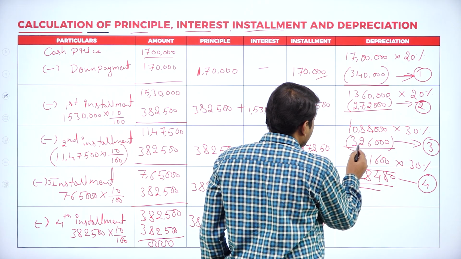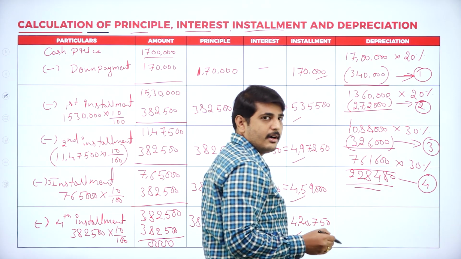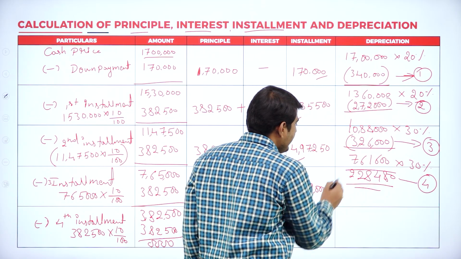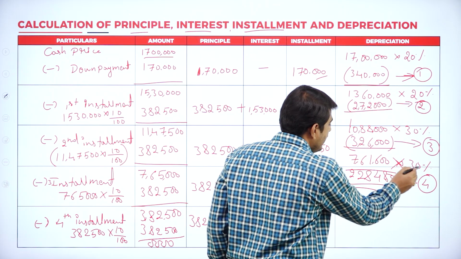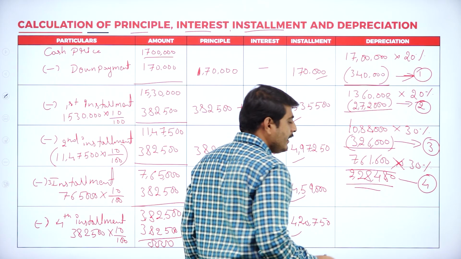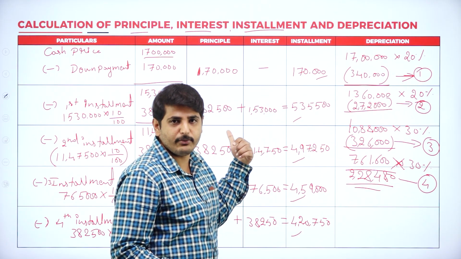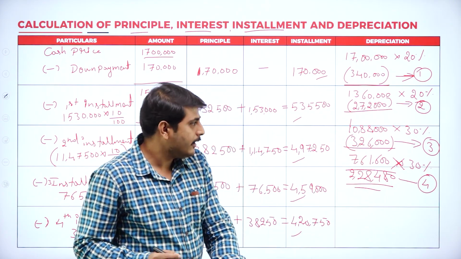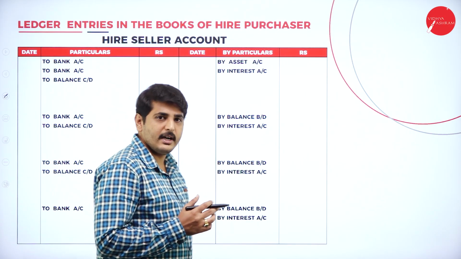On this amount, since this is the third year, we have to calculate at 30% depreciation. You will get 3,26,000. This is the third year depreciation. Again, if you deduct 3,26,000 from 10,88,000, you will get 7,61,600. Again, on that amount, we have to calculate 30% depreciation. You will get 2,28,480 as the fourth year depreciation. Since the problem is only for 4 installments, 4 year depreciation is enough. Now let's go for the ledger entries in the books of hire purchaser.